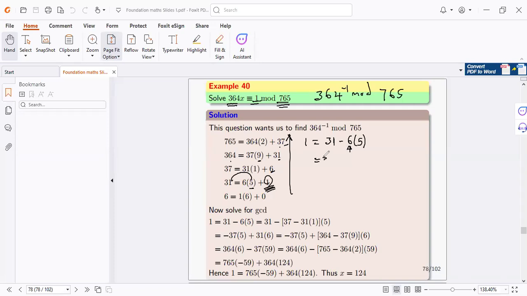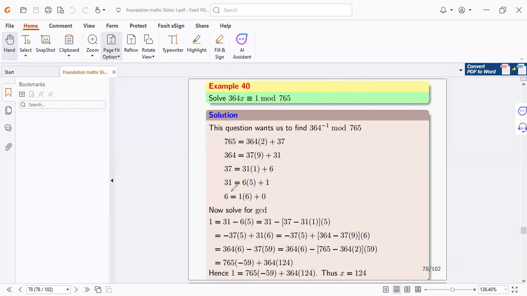So what I have is 31 minus, instead of 6, this 6 can be written as 37 minus 31 multiplied by 1. And then there's this 5. Now we know how to do this process. We've done this before. So you'll arrive at this. You'll arrive at that. So this is, I want to pick it from there.